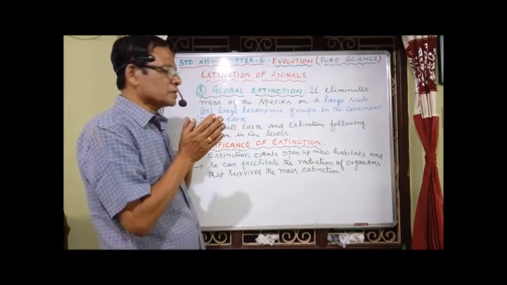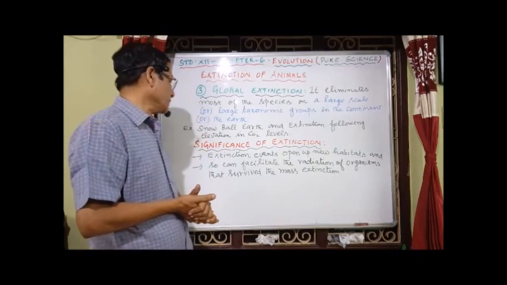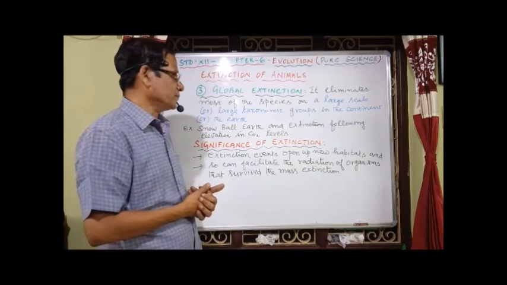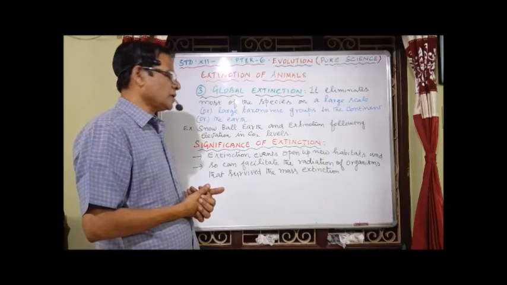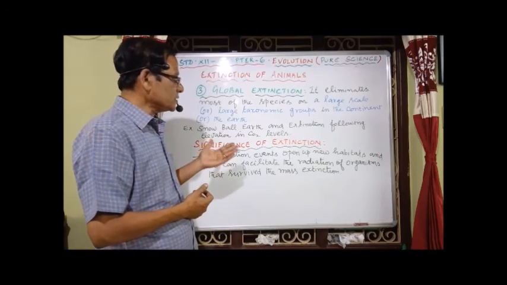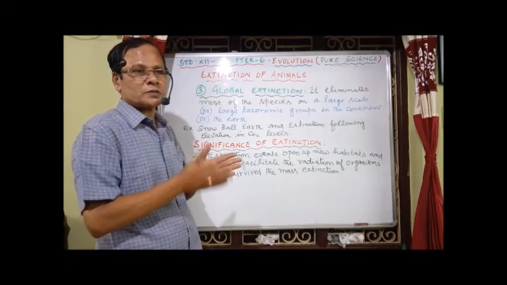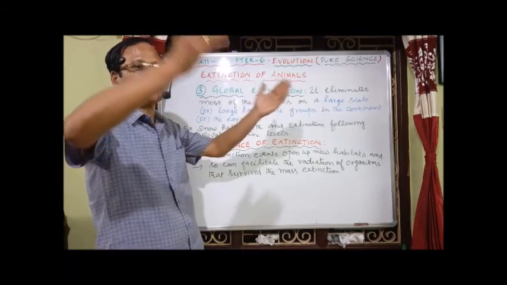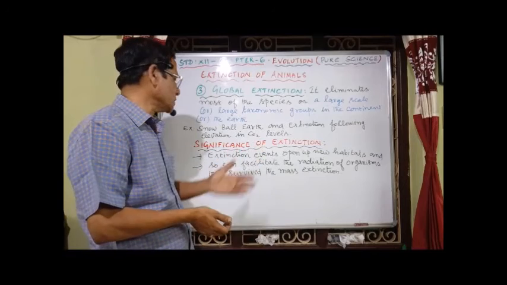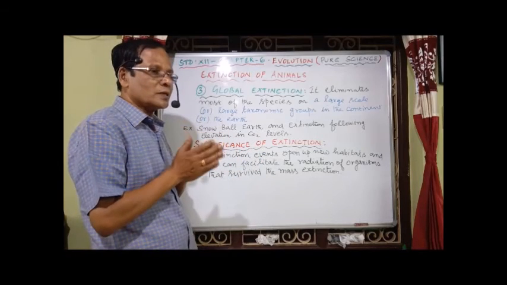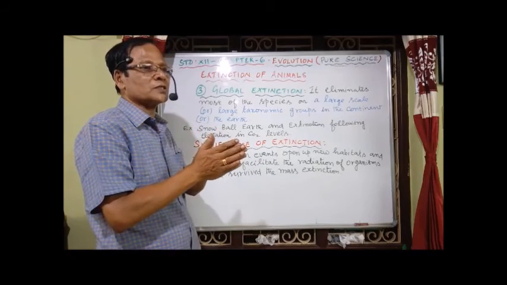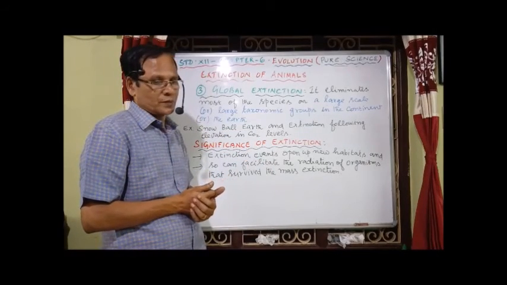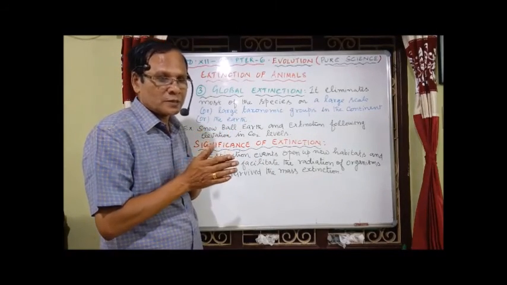Now, what is the importance or significance of extinction? Extinction events open up new habitats for organisms and so can facilitate the radiation of organisms from an ancestor. From one species we have the formation of many species, that is called the radiation of organisms. Those organisms that survived the mass extinction escaped from it.